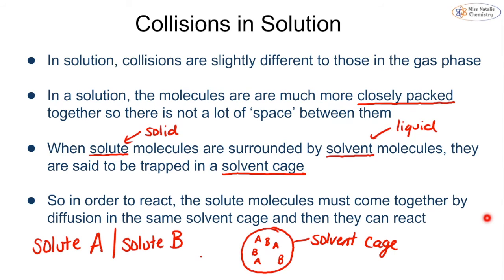So there's got to be some diffusion or movement of the solute molecules throughout the solvent. Then they come into the surrounding area of the solvent cage, and then they're trapped in there. And when that happens, they can then react.